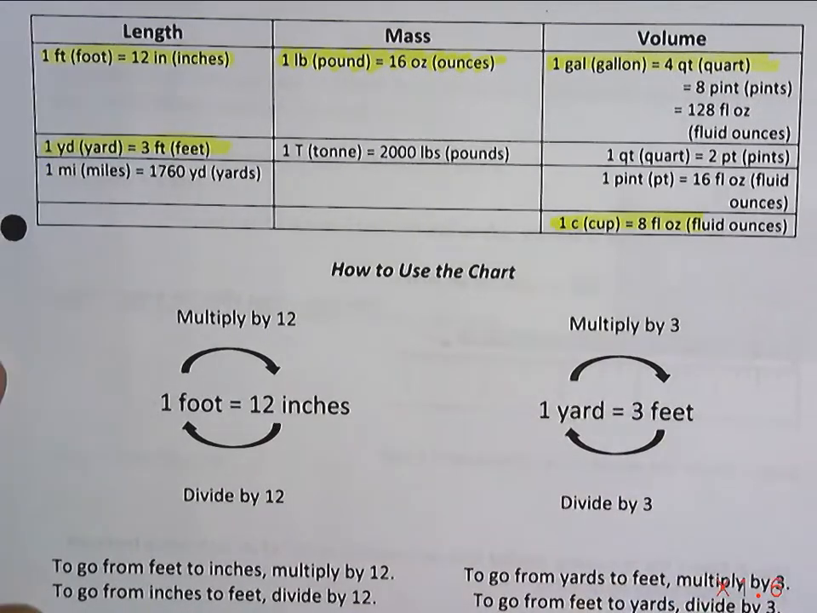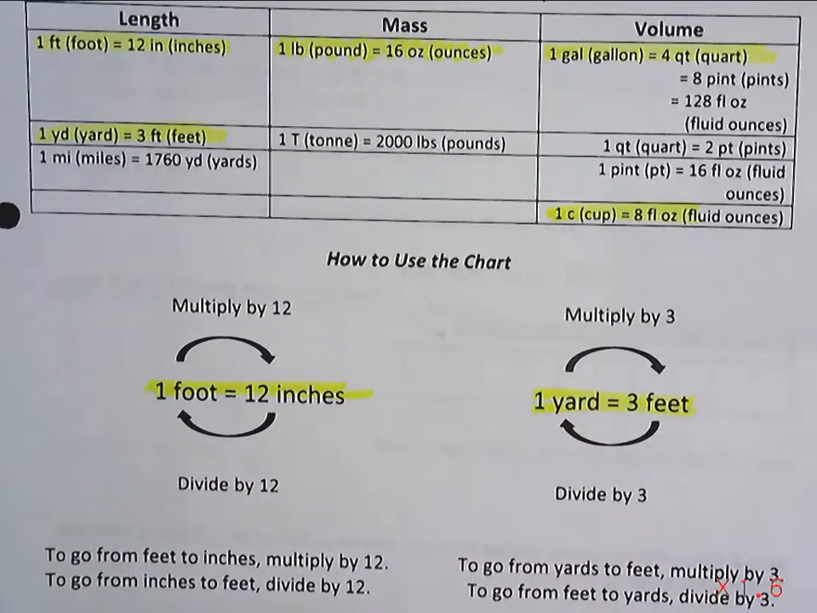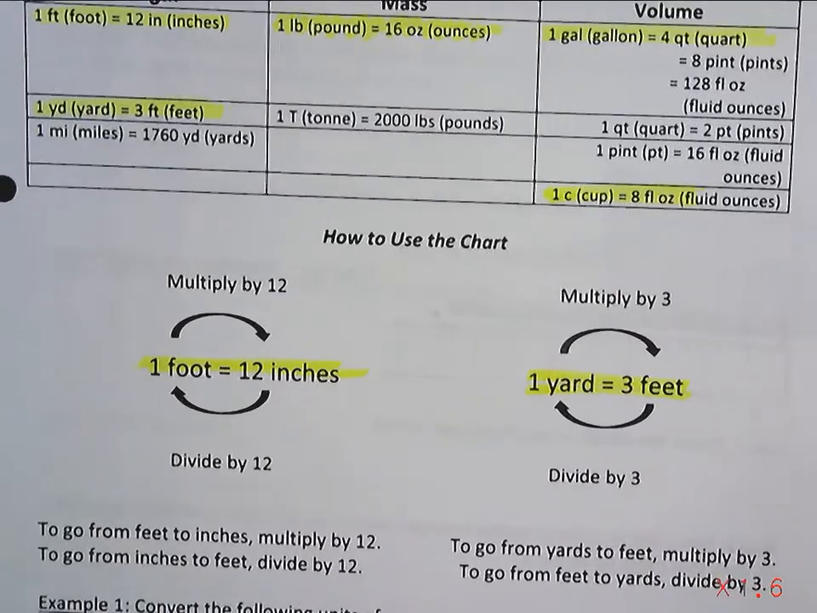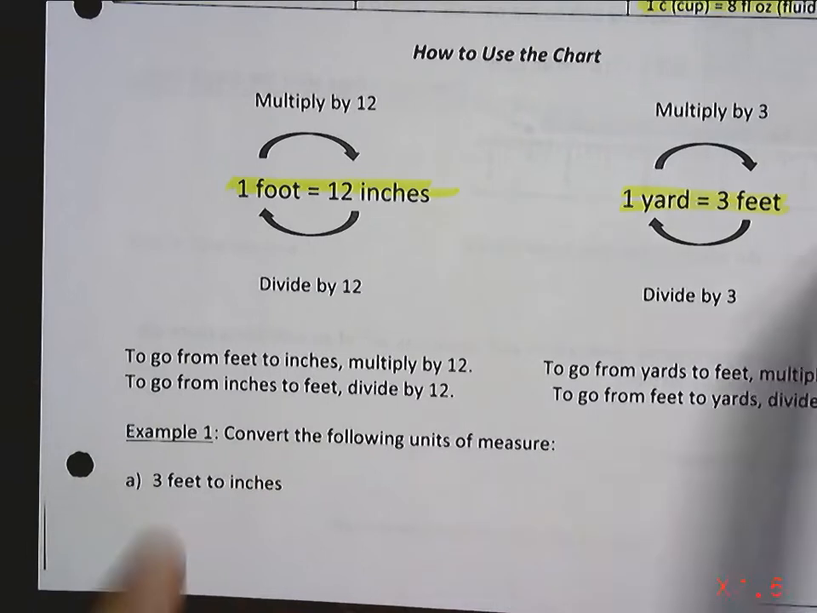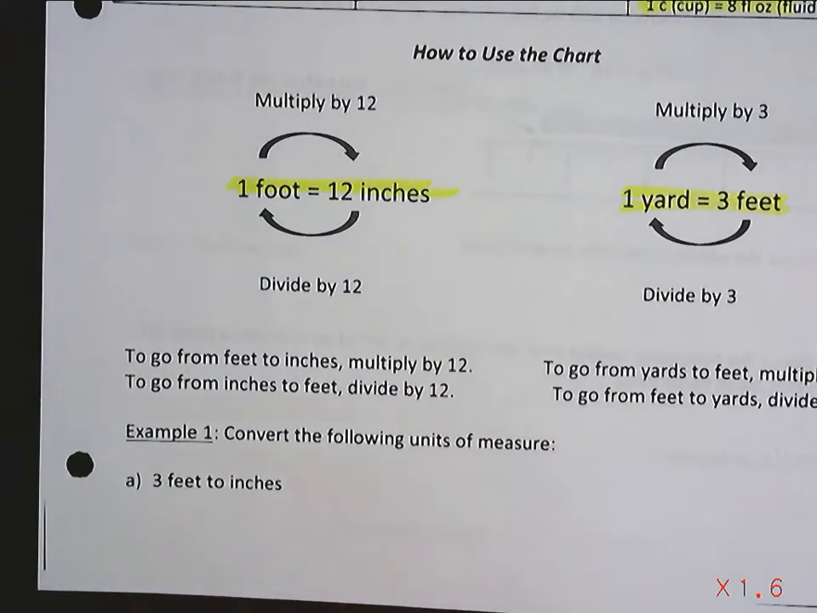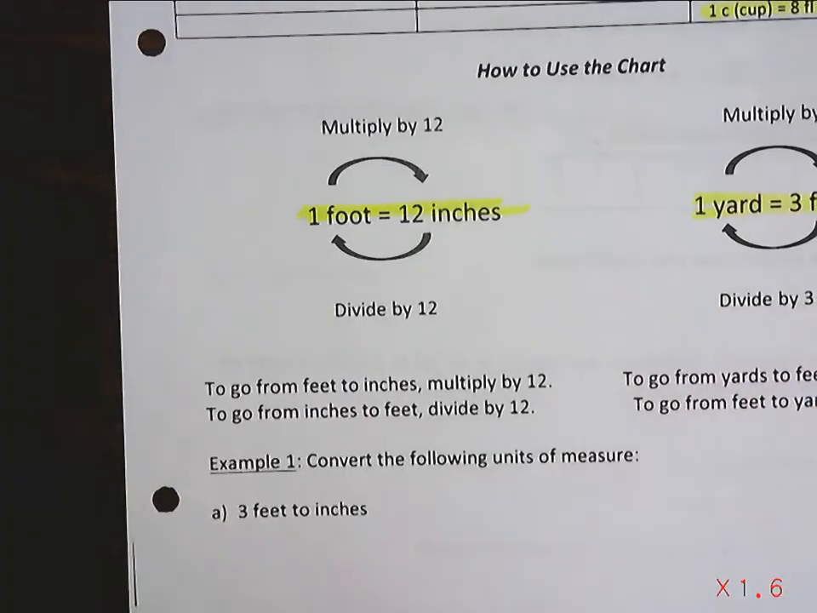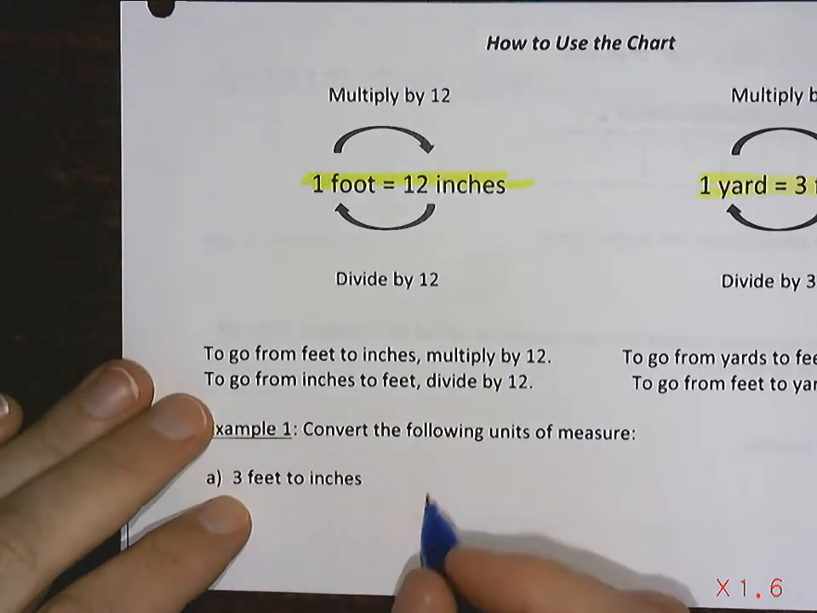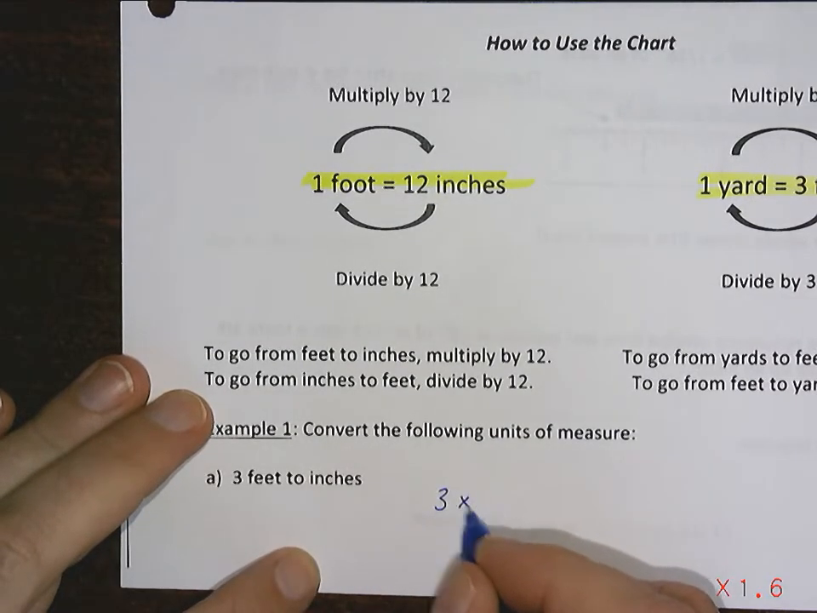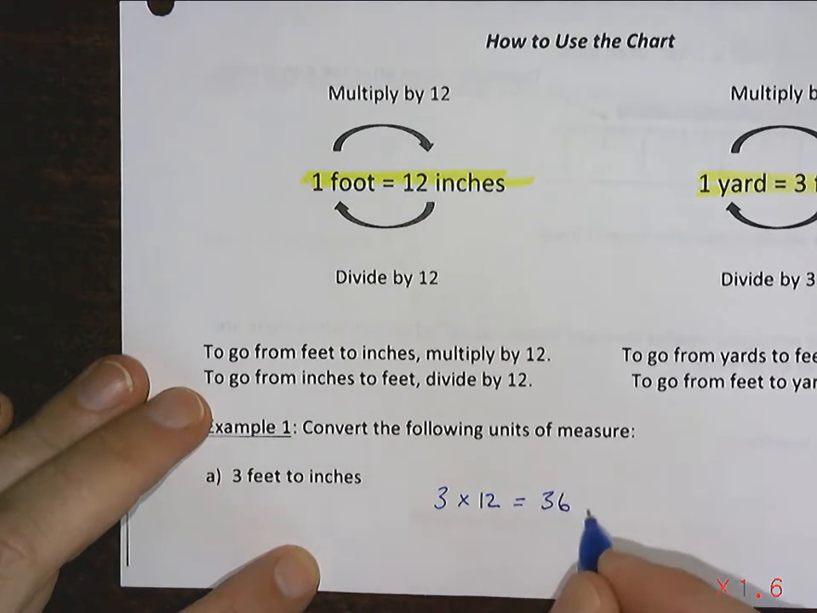1 yard is 3 feet. And again, these are the major ones. These are really important. So 1 yard is 3 feet. Each yard you multiply by 3. If you have feet, you divide by 3 to get your yards. Okay, so convert the following units of measure. So I've got 3 feet, I want to convert it to inches. So I'm going to go up here, and I notice that 1 foot is 12 inches. So every foot is going to be 12 inches. So if I take 3 feet and multiply it by 12 inches for every foot, I get 36 inches.